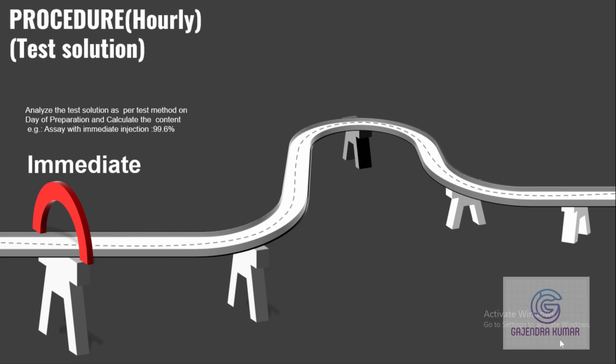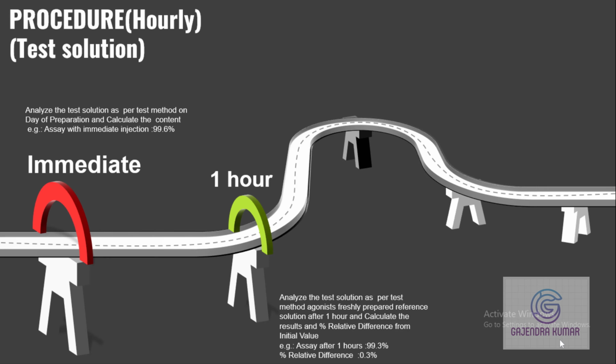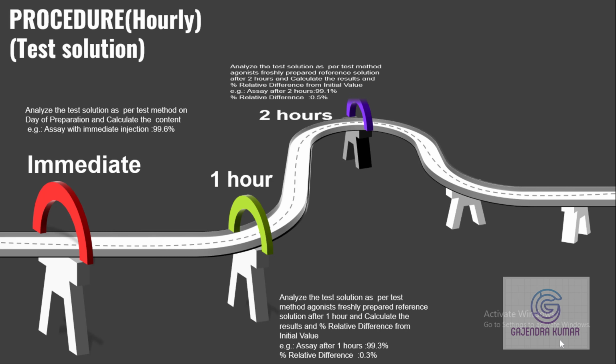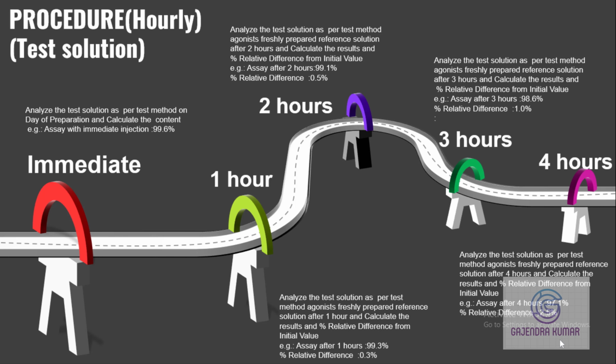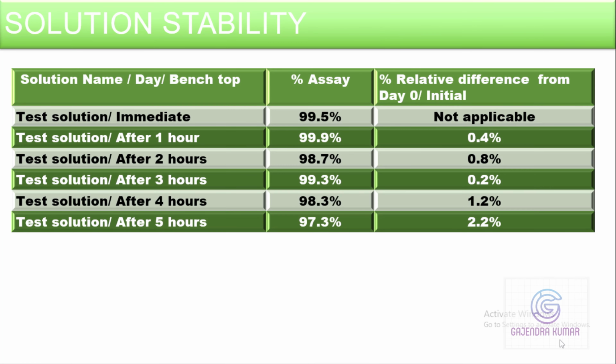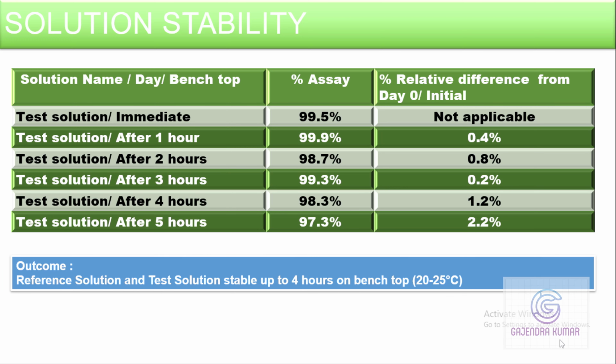Analyze the sample immediately after the preparation. Then analyze it on each and every hour. That means after 1 hour, after 2 hours, after 3 hours, after 4 hours. So this is the set of results you got. This table shows the solution is stable up to 4 hours. In the 5th hour, the results did not meet the acceptance criteria. So what is the outcome? The solution is stable up to 4 hours on bench top.